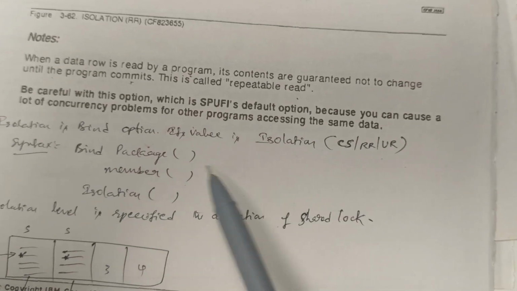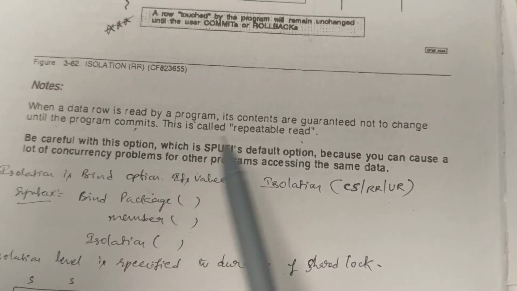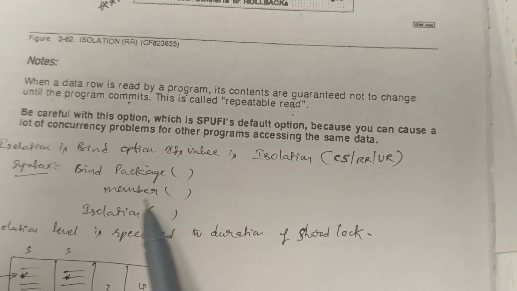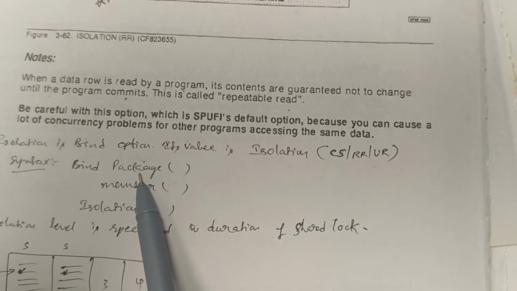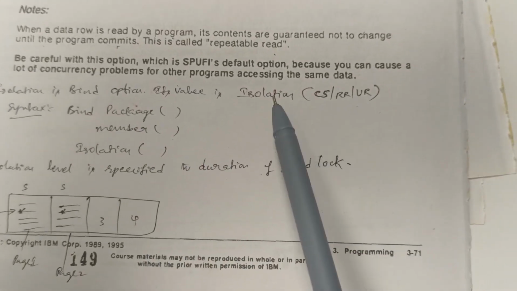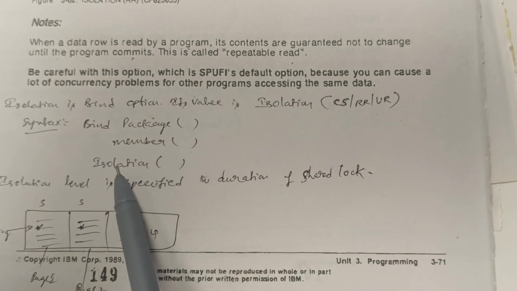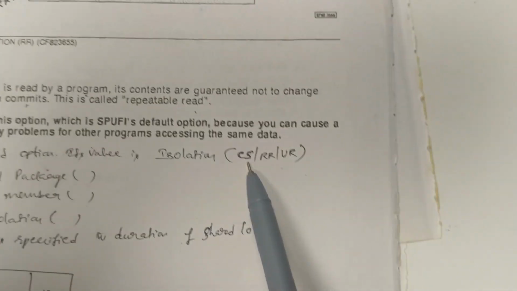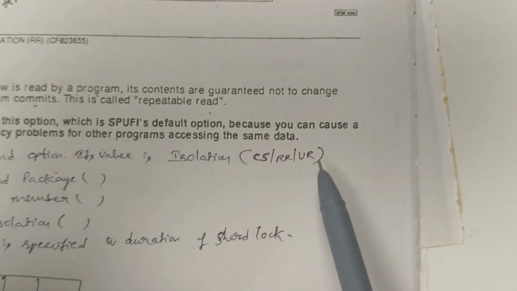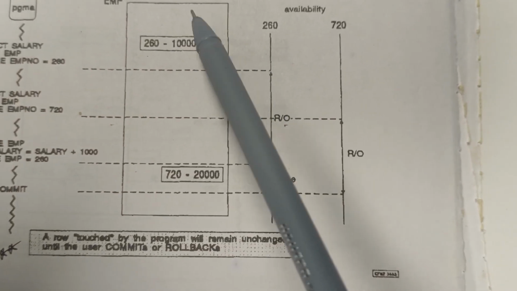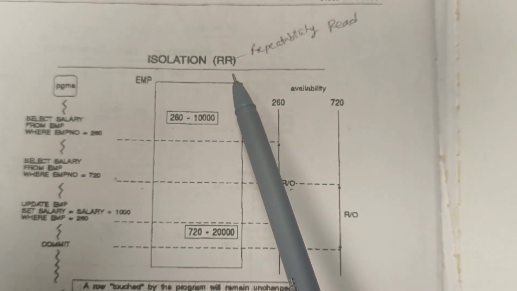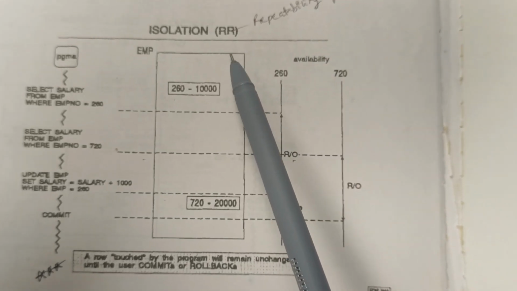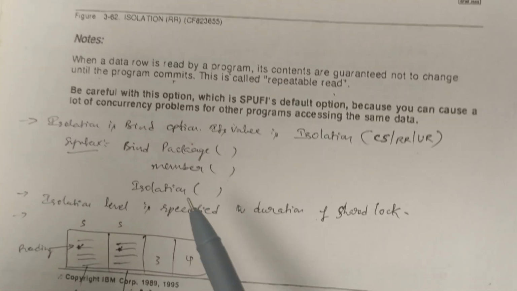This is the isolation level for RR, and we have to use this isolation level while doing the bind package. This is the syntax. Inside the bind package member, we have to use isolation. Inside the isolation, we can use CS, RR, UR. Just now we have discussed repeatable read, RR.